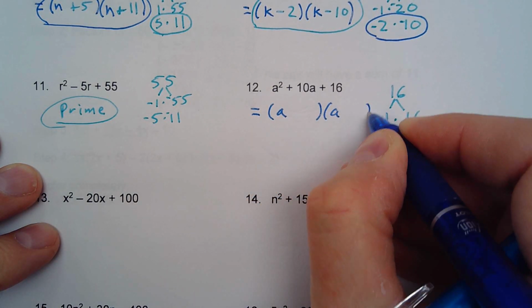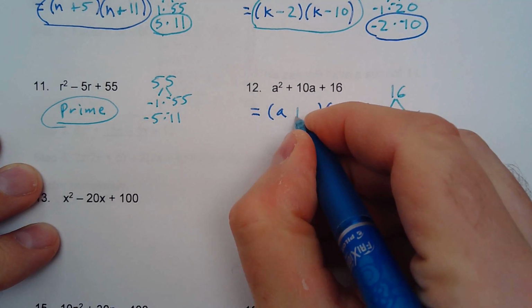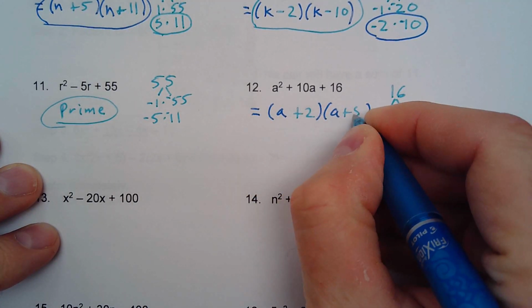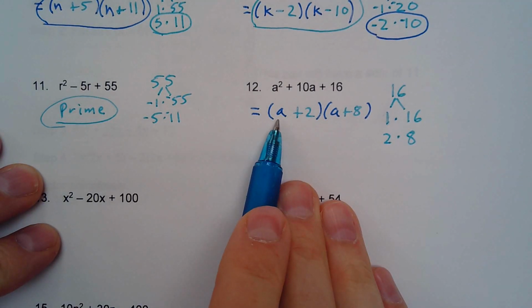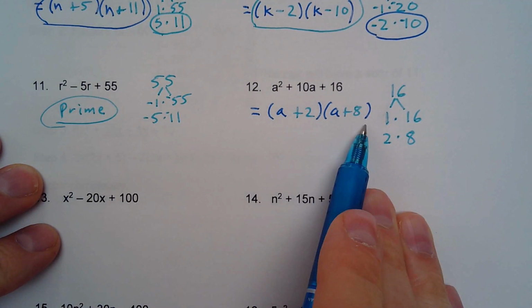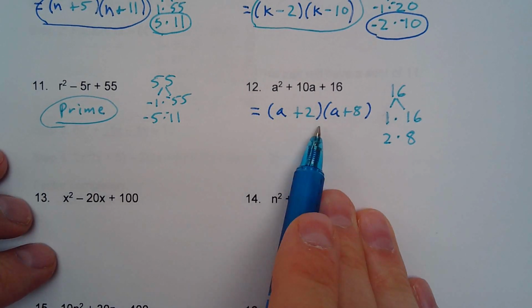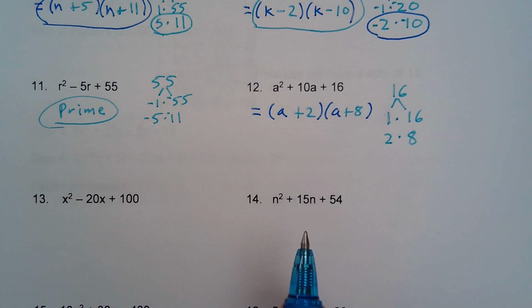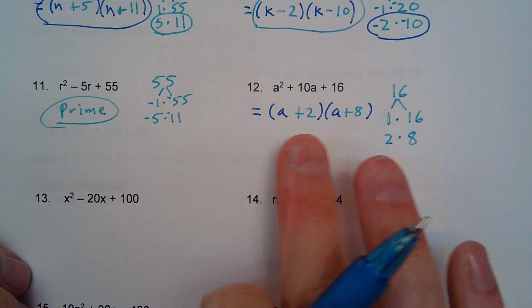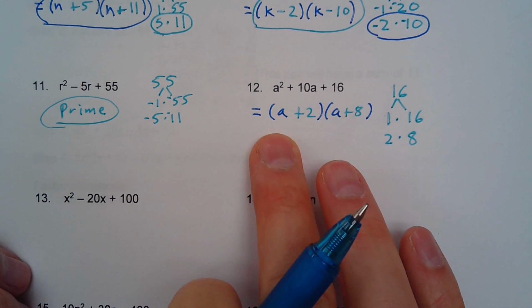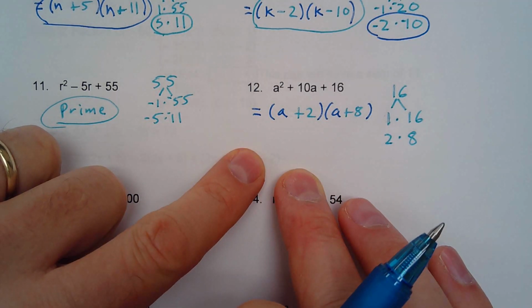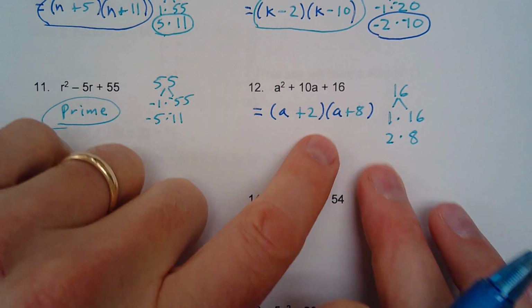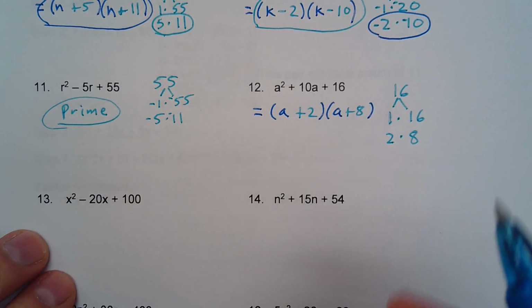Now, a question comes up here when you're writing this. Does it matter if I write the a plus 2 first and then the a plus 8? Or can I write the a plus 8 first and then the a plus 2? And the answer is it doesn't matter. Multiplication is commutative. I can write those factors in either order. So if I want to write a plus 8 in parentheses first and then parentheses a plus 2, that's fine.